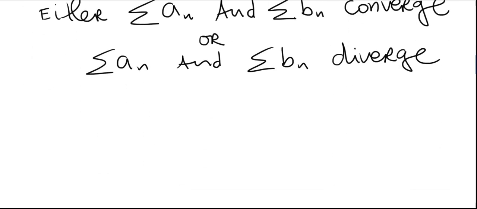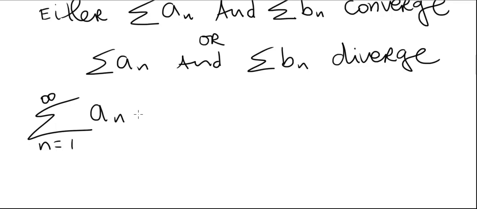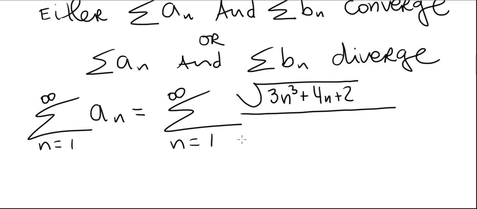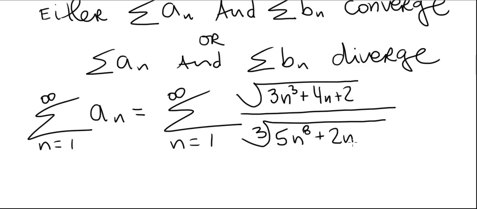So now we're going to utilize this test for this series at hand. We'll always call the series we are examining the a sub n series. So let summation from 1 to infinity a sub n be the series summation from 1 to infinity, in the numerator we have the square root of 3n cubed plus 4n plus 2, and divided by the cube root of 5n to the 8th power plus 2n squared plus 10.